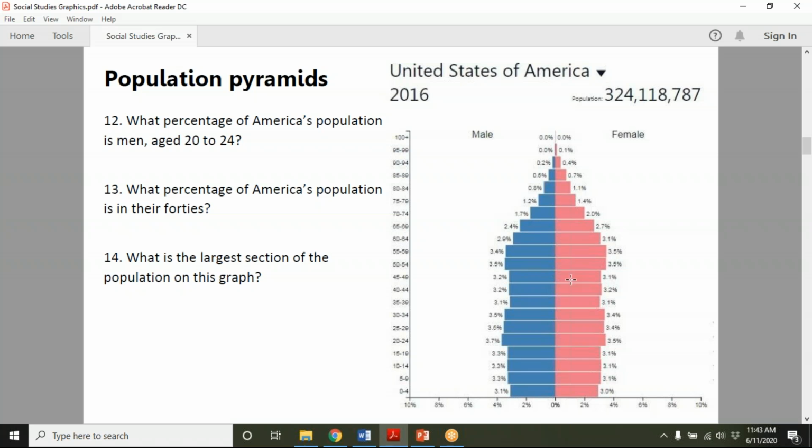Baby boomers now are in their 70s. If we had a time lapse of this population pyramid, you could watch those baby boomers age. If it was a really wide, abnormally wide group, you could watch it climb up the pyramid.